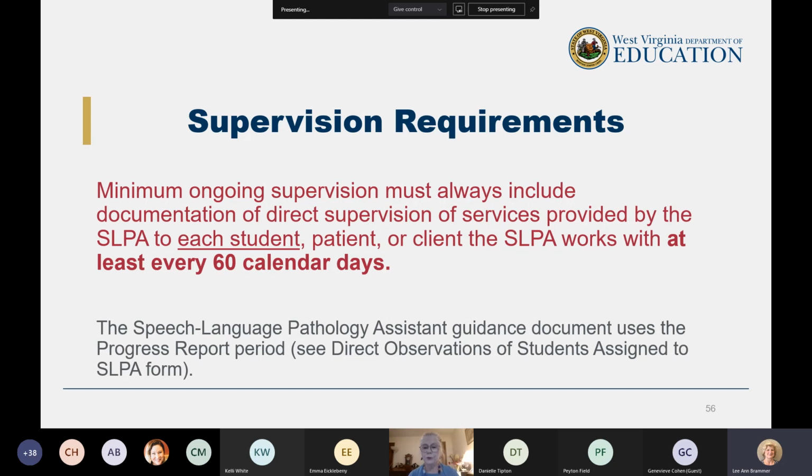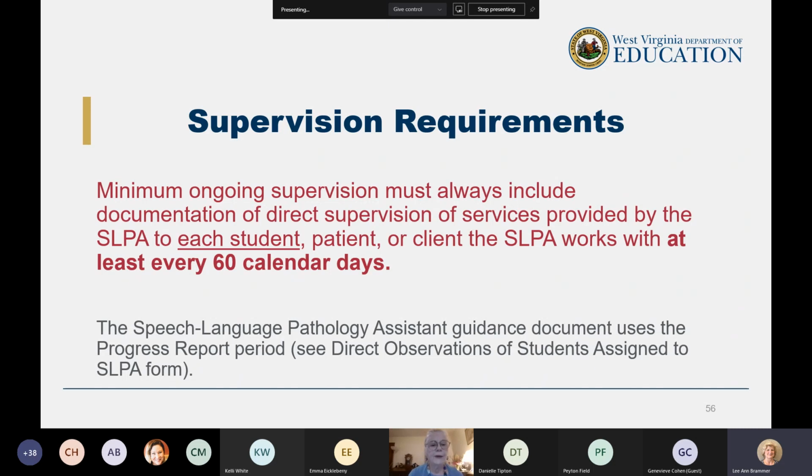So yes, Sarah, I agree. eSchool Docs will help you with the documentation of the weekly supervision. But anyway, ASHA recommends, and it makes sense, if you're going to be responsible for every student on the SLPA's caseload, that you have to see those students every so often. So ASHA recommends every 60 days, but we're going with your 9 weeks reporting period.